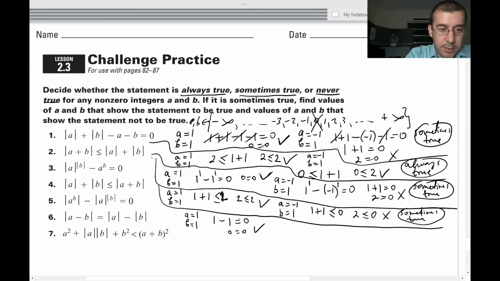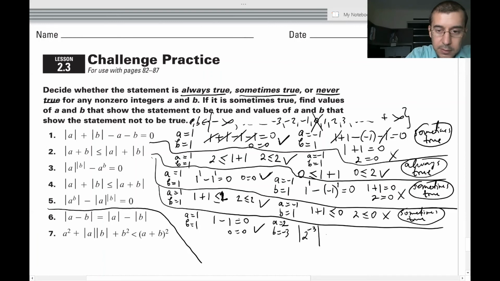Let's try some other numbers than 1 and 1, because we have a to the power of b here. And let's try one negative number. So let's try a is 2 and b is negative 3, let's say. So we're looking at number 5 here, okay? So if a is 2, we have 2 to the minus 3.